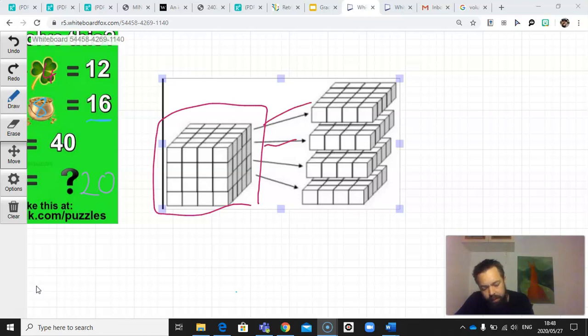So this is the top level. This is the next level. That's the next level. And that's the bottom level. And you can see that although you can't see them, these other blocks are also there as part of that level.